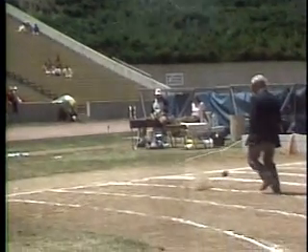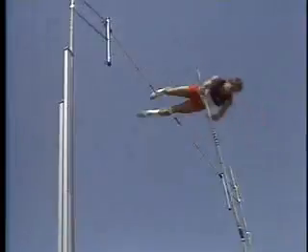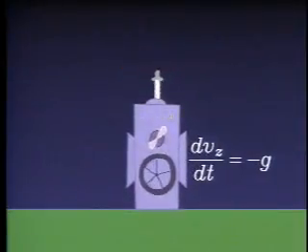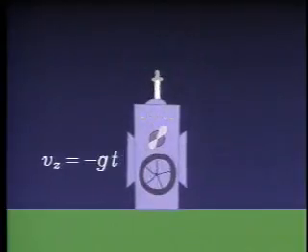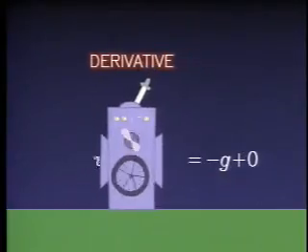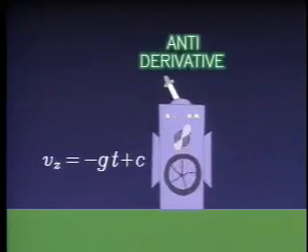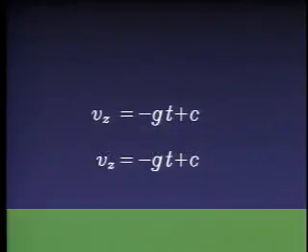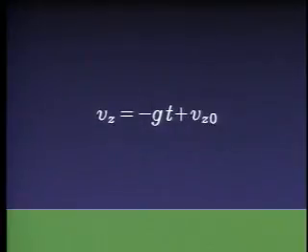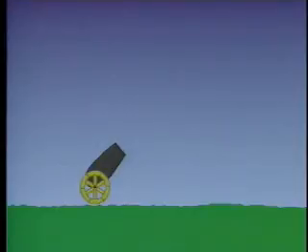However, the vertical component of velocity is changing at a rate equal to -g. The derivative of vertical speed with respect to time is -g, not 0. What function has the derivative -g? Minus gt is one answer. But minus gt plus any constant is also an answer, since the derivative of a constant is 0. What's the meaning of the constant? It's the vertical speed the object starts out with, even if it starts out with a bang.